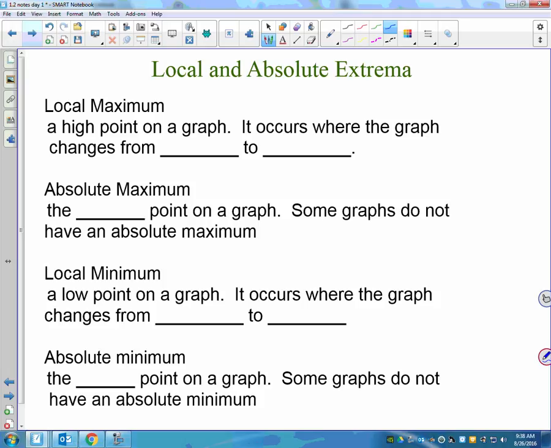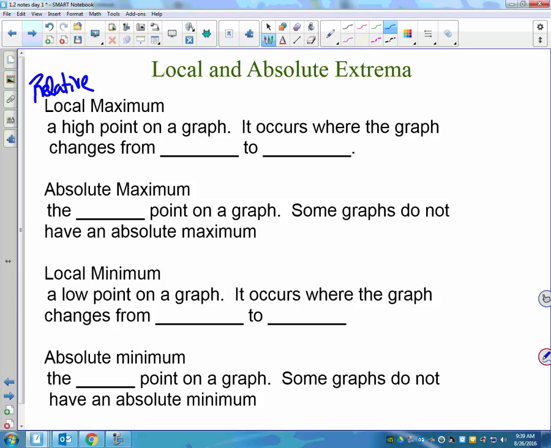So I just said relative, but local is another word to use, so I'm going to write relative up here as well. So last year when you talked about maxes and mins in Algebra 2, most of the time you were talking about those turning points, which are local or relative maximum and minimum values.